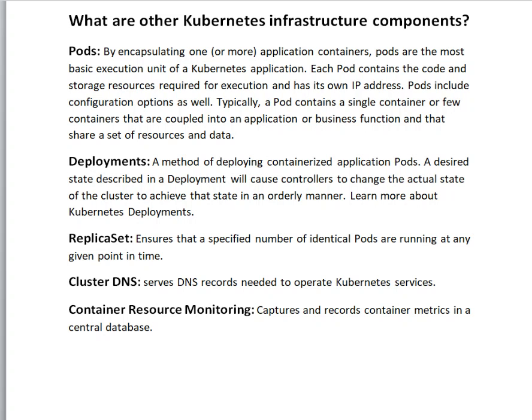Replica set, cluster DNS, and container resource monitoring are the components of the Kubernetes infrastructure. The replica set ensures that a specific number of identical pods are running at a given point in time. The cluster DNS serves DNS records needed to operate Kubernetes services. And container resource monitoring captures and records container metrics in a central database.